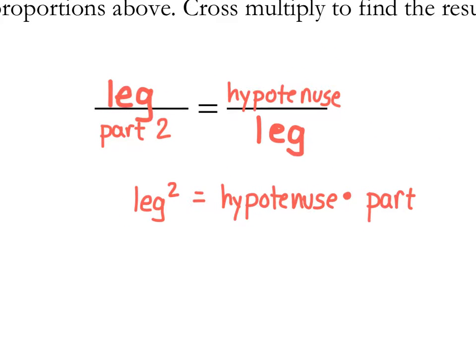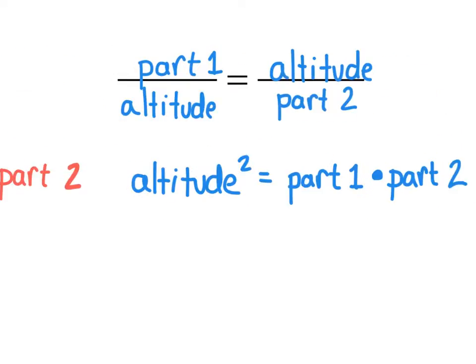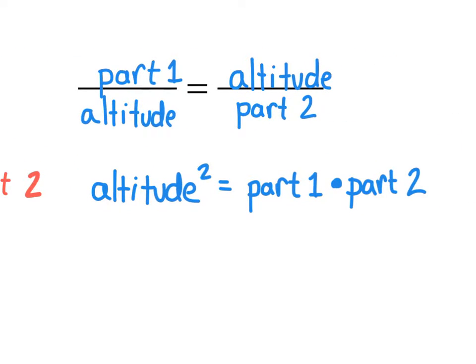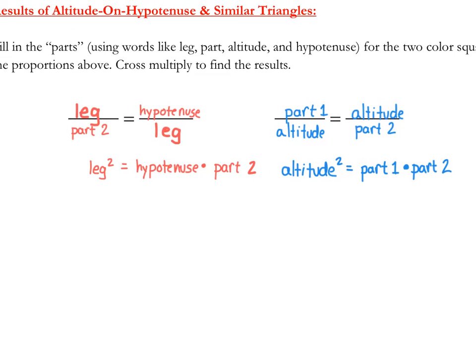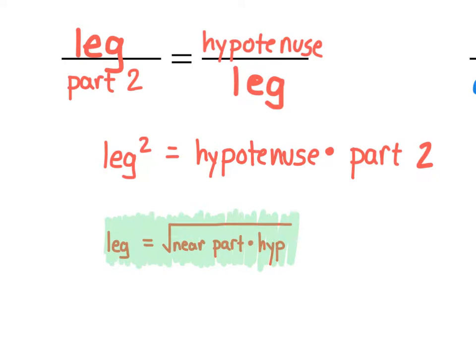So I have leg over part 2, hypotenuse over leg. When I cross multiply, I get leg squared equals the hypotenuse times part 2. On the other side, part 1 over the altitude, altitude over part 2. When I cross multiply, I get the altitude squared is equal to the product of part 1 and part 2. So that's going to give us two general formulas.